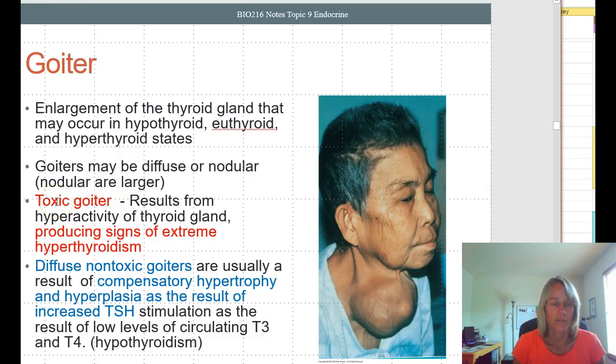Toxic goiter is a goiter that results from hyperactivity of the thyroid gland, and a toxic goiter produces extreme signs of hyperthyroidism. We can also have diffuse non-toxic goiters, and these are usually a result of hypertrophy and hyperplasia due to increased TSH due to hypothyroidism. So we can have a goiter in both hyperthyroidism and hypothyroidism.